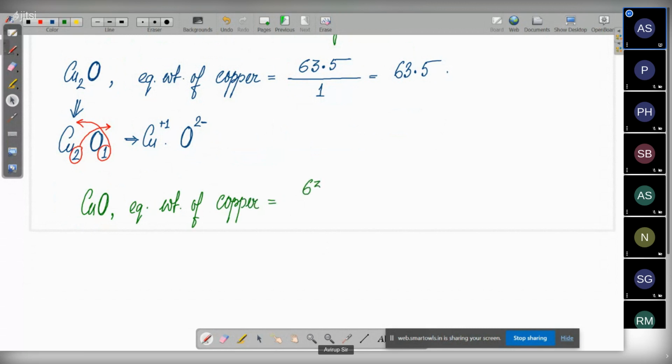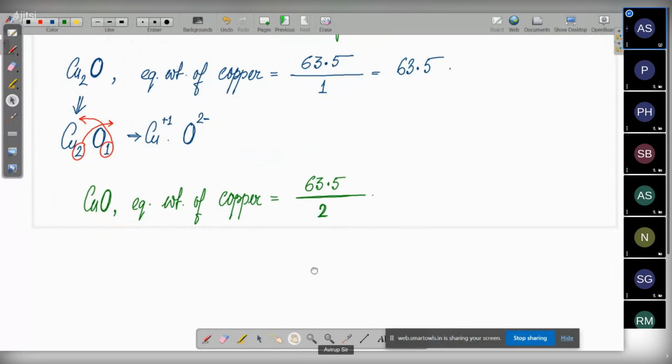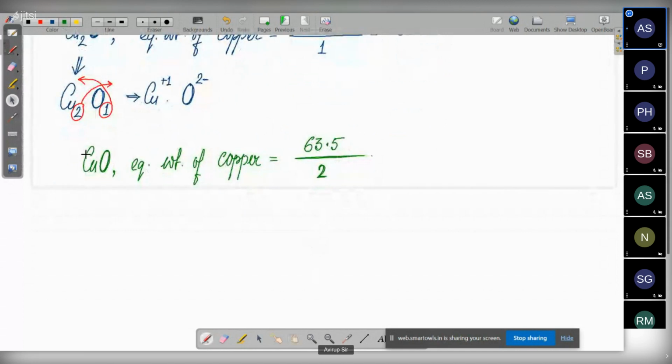now what will be the answer? 63.5 divided by how much? What is the valency of copper in this case? 2. So copper can be basically either 1 or 2. Okay. When we learn about the next chapter of atomic structure, then you will get to see that the valency of copper can be either plus 1 or plus 2. And how do you do this calculation? This is done in this way.